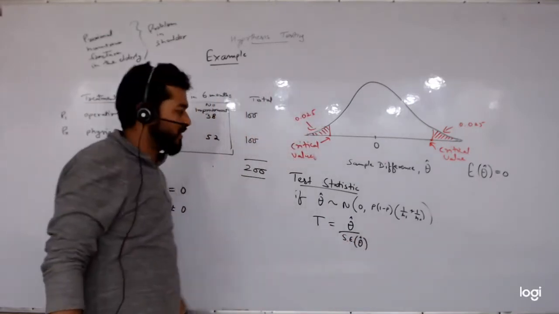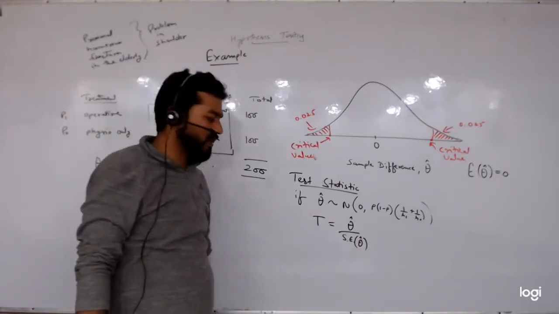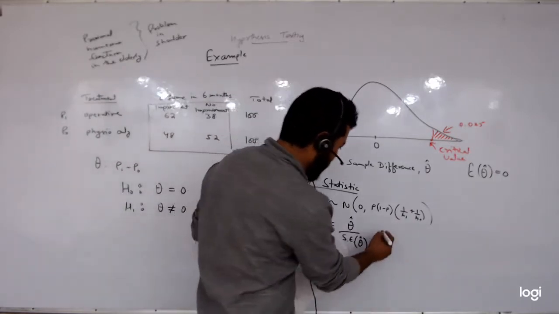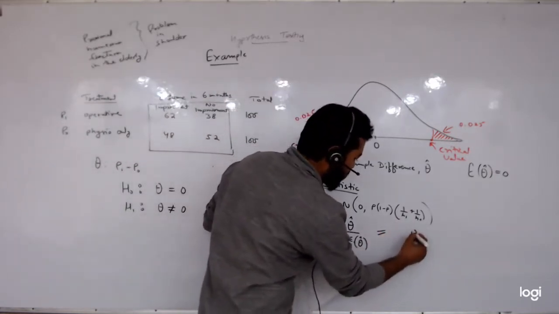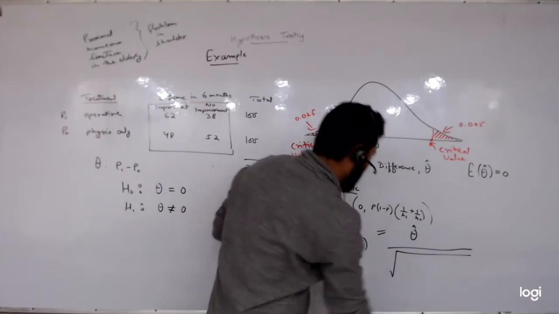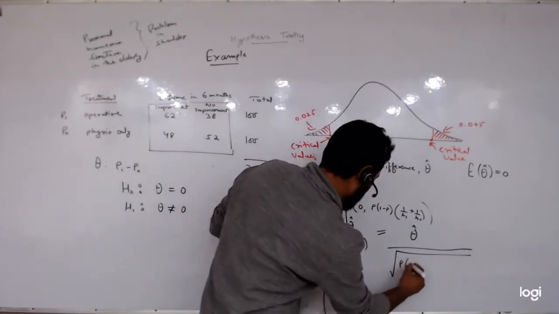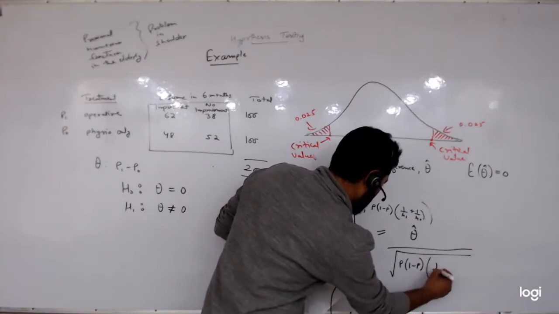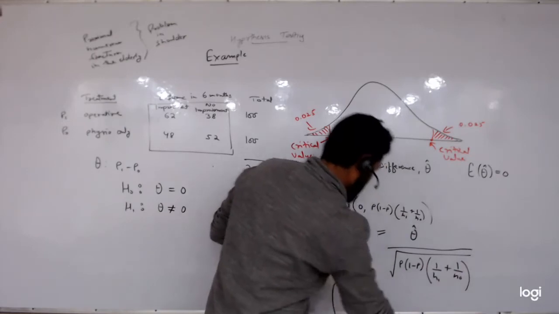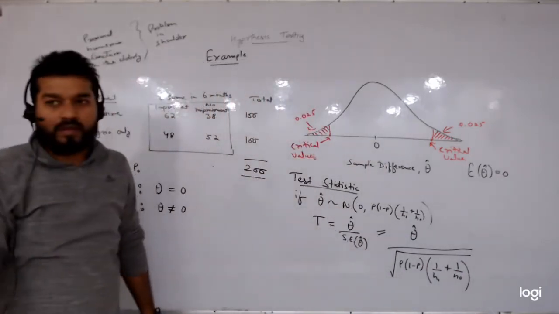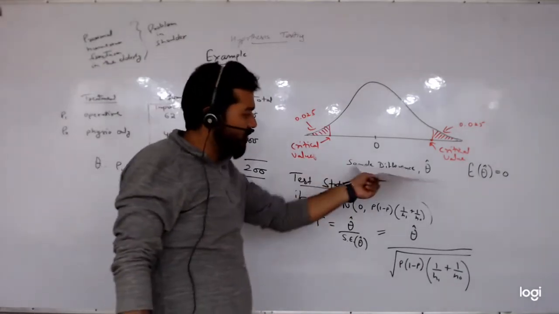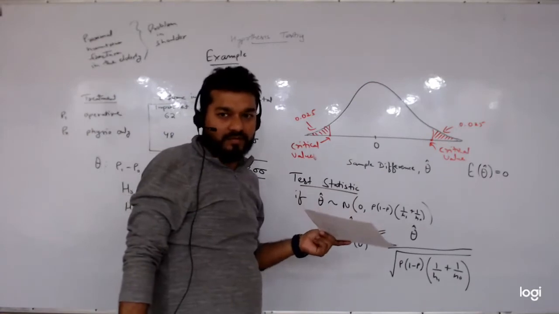Now let's standardize our sample statistic by dividing it by the standard error of itself. What would this be? This would be theta caret divided by the standard error, which is the square root of the variance of the distribution of the sample statistic. This is what we have.